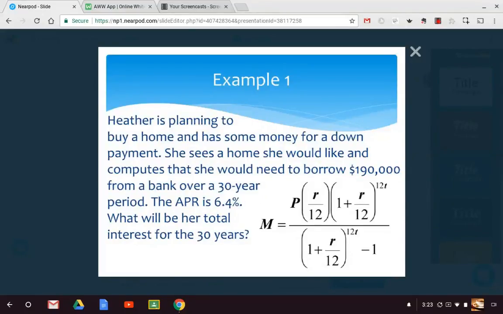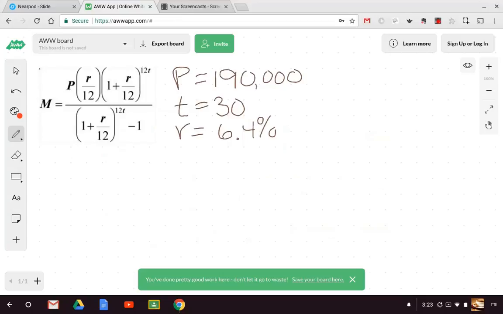In this example, we're going to be helping Heather figure out how much she would have to pay monthly if she wanted to borrow $190,000 over a 30-year period with a 6.4% APR interest rate to buy a house. So to start this problem off, we already have our formula. So we need to write down what we have from the problem.